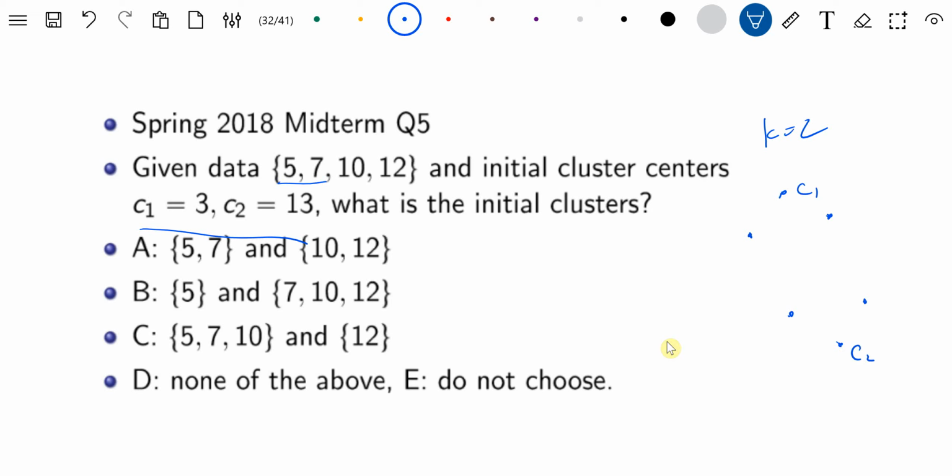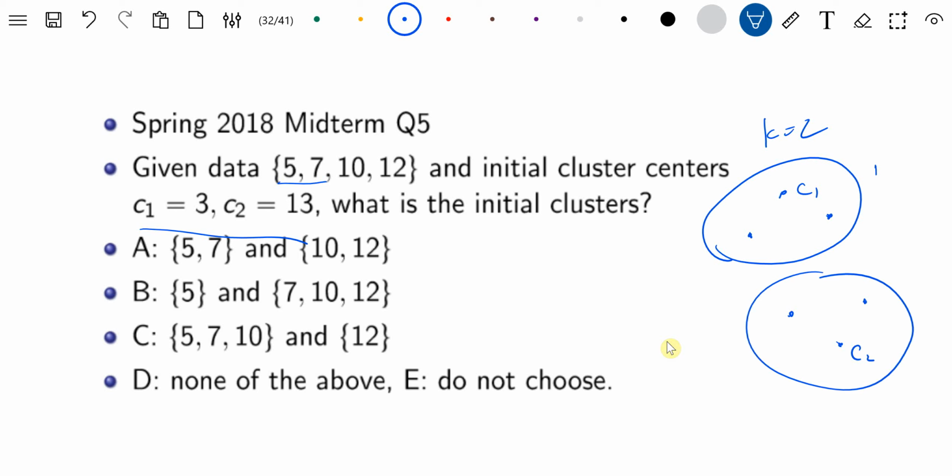And you find all the points that are closer to C1 and call this cluster 1, and find all the points that are closer to C2 and call this cluster 2, and then you update the center to be the actual center between the points. So this is the updated C2, this is the updated C1 in between. So here is exactly that.